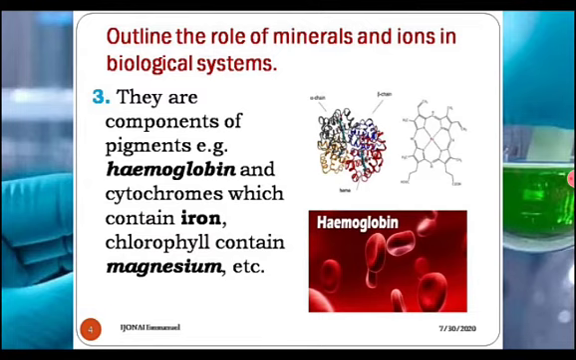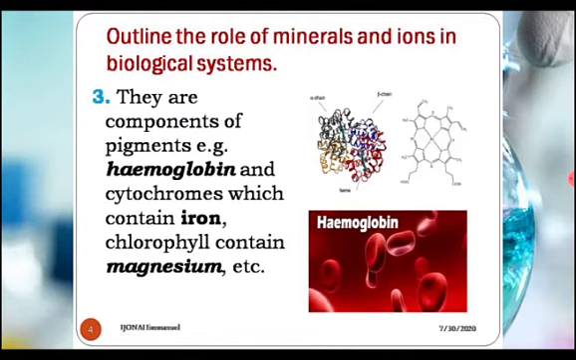Thirdly, they are components of pigments. Yes, pigments in our bodies. For example, hemoglobin, which we know very well as a carrier of oxygen in the red blood cells. And then also the cytochromes in our bodies contain iron. Iron is a central atom in the structures of these molecules. For example, you can see there the structure of hemoglobin contains iron in the center.